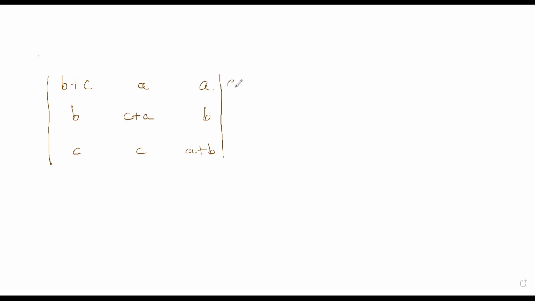The first one, I will take column 1. The column 1 is B plus C, B, C. I will add column 1 and column 2. These two, column 1 and column 2. That is my first operation. My second operation is C2 minus C3. So let's do that.